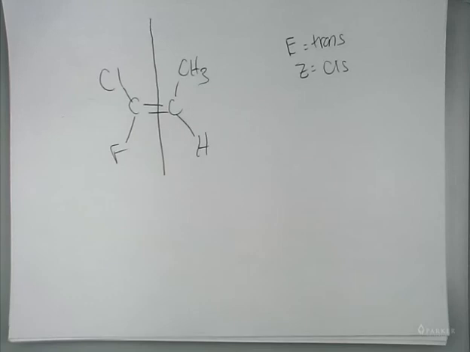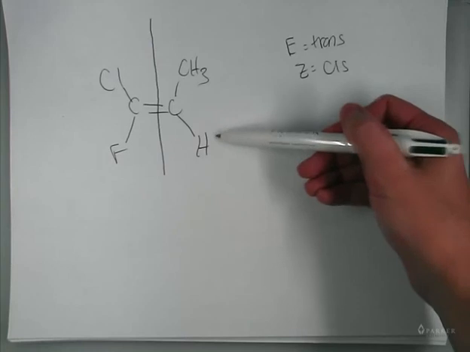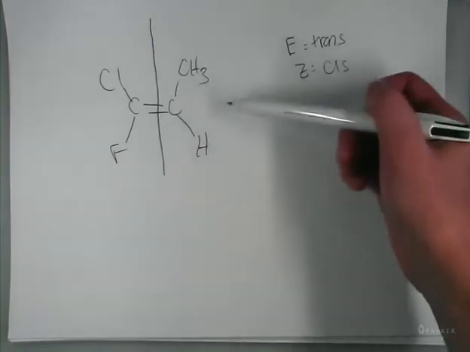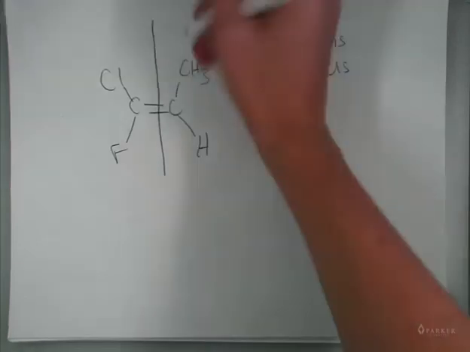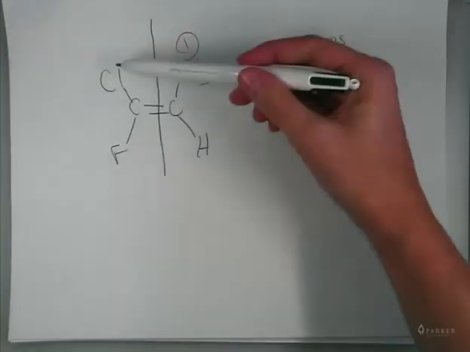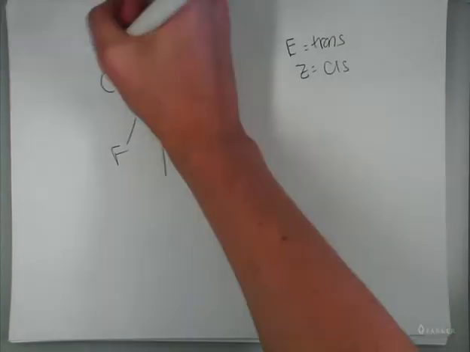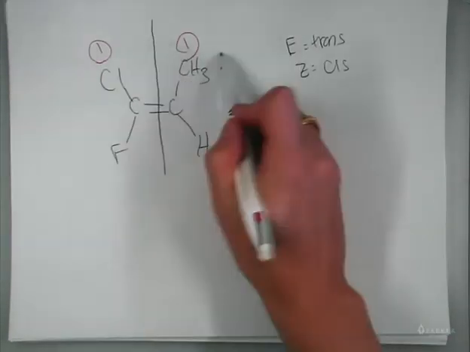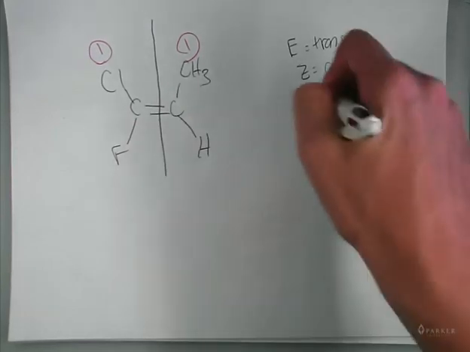Now what you do here is you base it off priorities, just like you would do RS. Okay? Now looking at RS configuration and the priorities, what would be a higher priority, methyl or hydrogen? Methyl, so that's priority 1. Now over here, chlorine or fluorine? Chlorine. Do you see that my number 1 priorities are on the same side? So that would be Z.